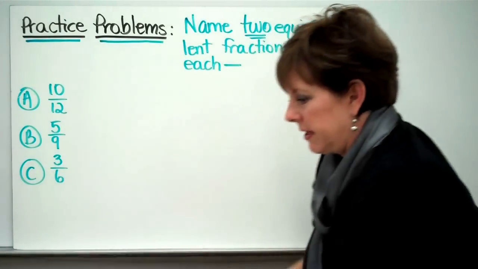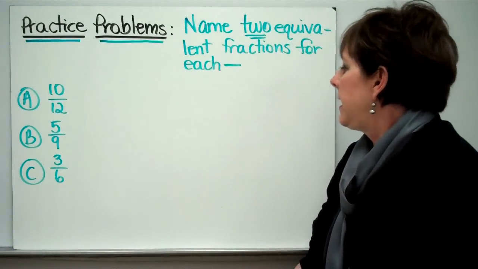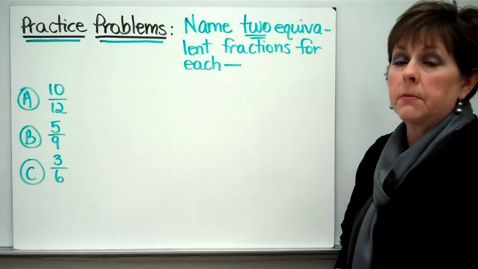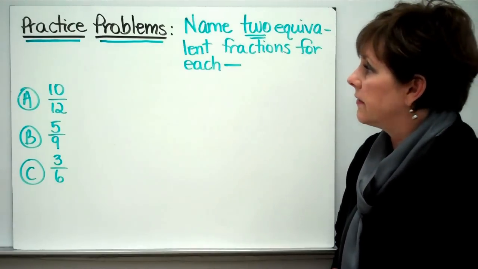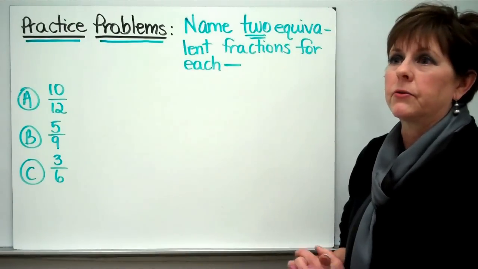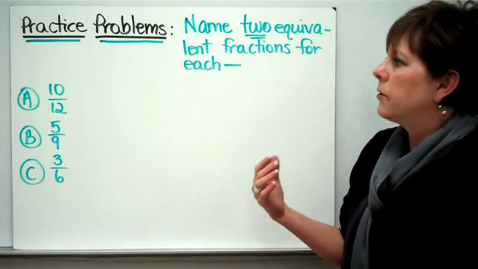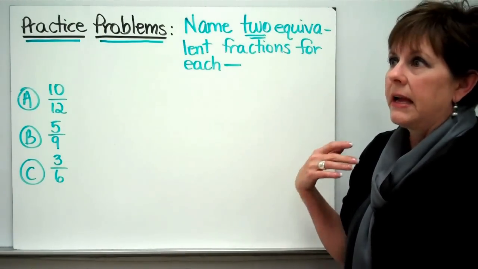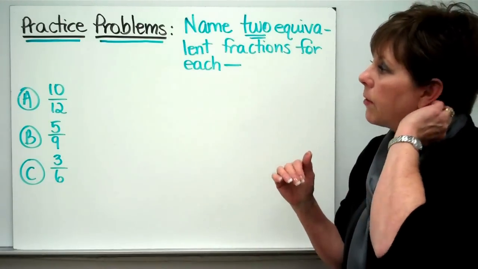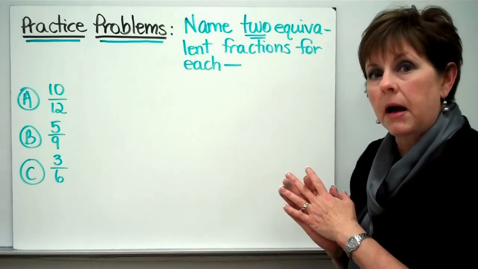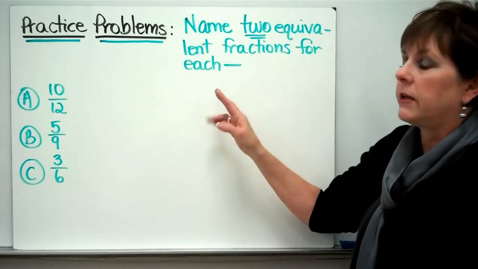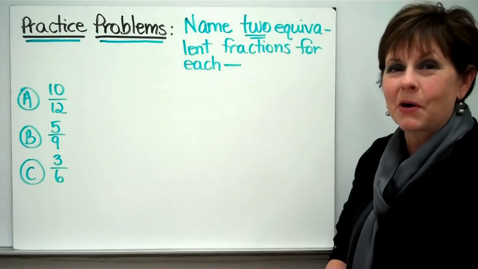Practice problems for tonight. Name 2 equivalent fractions for each. You can multiply to find it. You can divide to find it. You can just multiply. You can do a combination, whatever. You'll notice that some of these cannot be divided because they don't have a number in common that both the top and the bottom can be divided by. All right? But name 2 equivalent fractions for each and be prepared to discuss it tomorrow, okay?